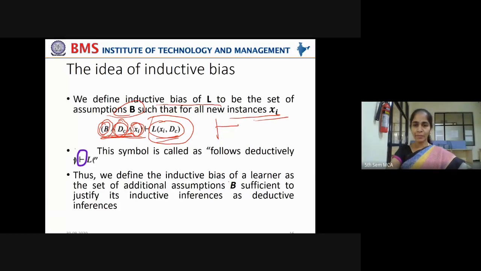Thus, we define the inductive bias of a learner as the set of additional assumptions B sufficient to justify its inductive inferences as deductive inferences. Got it? Now we are checking whether all its inductive inferences can be justified as deductive inferences, whether all these assumptions made are okay with the outcome that is predicted.